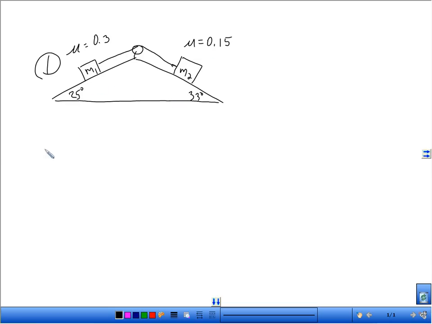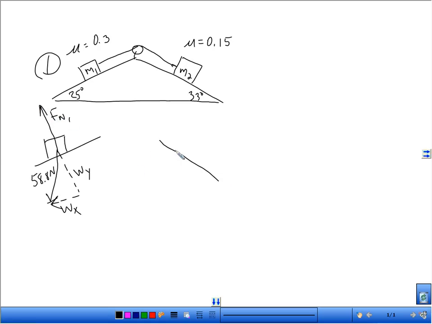So first thing I want to do is draw my free body diagram. So here's mass 1. It's resting on the ramp. There's the weight, and 6 times 9.8 is 58.8 newtons. Here is my Wy. Here's my Wx. And here is my force normal. And I'm going to call it force normal 1 because I have two different objects.